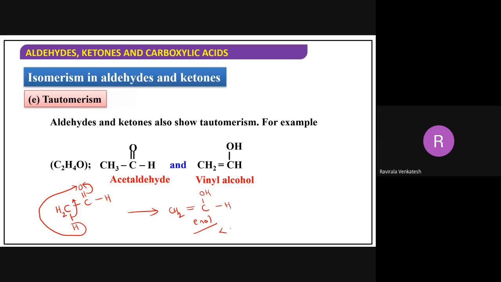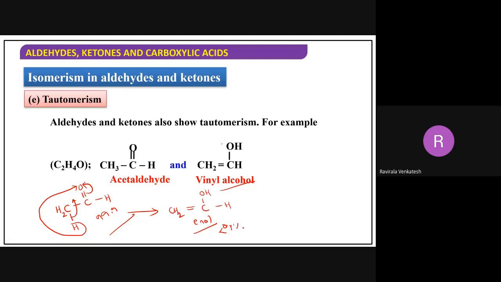But generally what happened? This percentage will be less than 1% and this percentage will be 99.9%. This is 0.1%, you can take. That means tautomerism generally happens, but whatever product we get because of the tautomerism is highly unstable. This is highly unstable because OH on a double bond carbon is highly unstable.